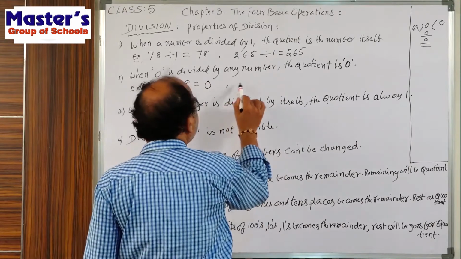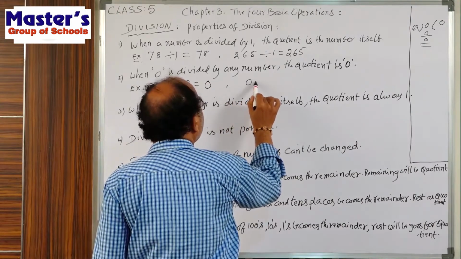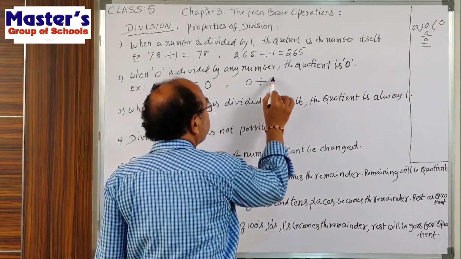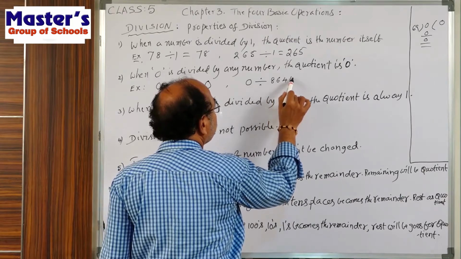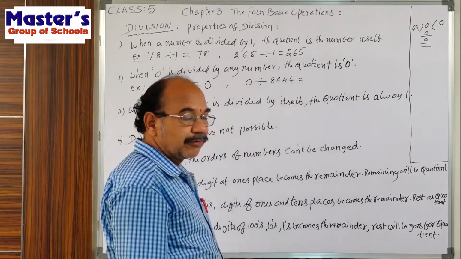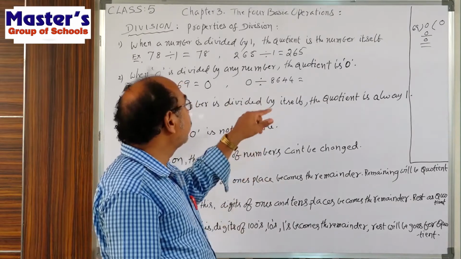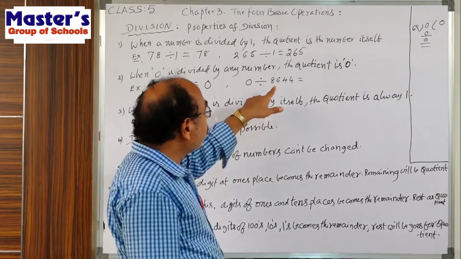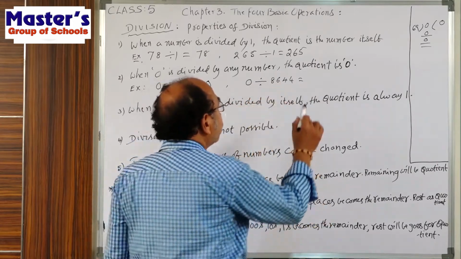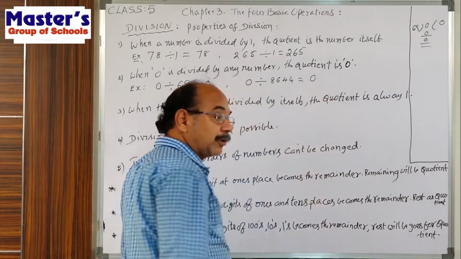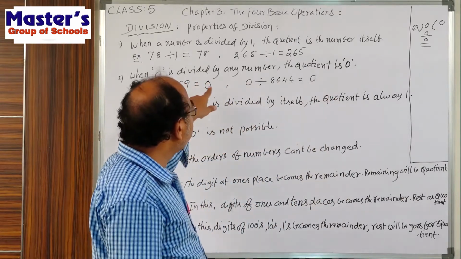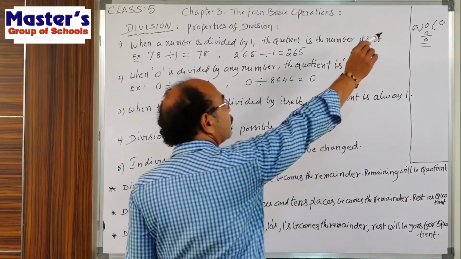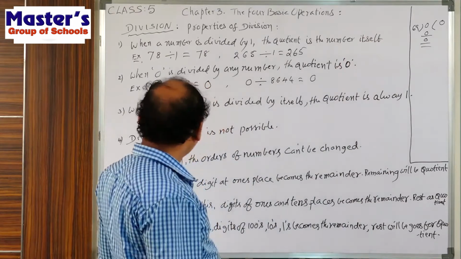One more example you see. Divide 0 with 8,644. So with any number you divide. Here what is divided? 0 is divided. By what number? 8,644. Again 0 only. So 0 divided by 8,644 is equal to 0. So when 0 is divided by any number, the quotient is 0. That is the second property.